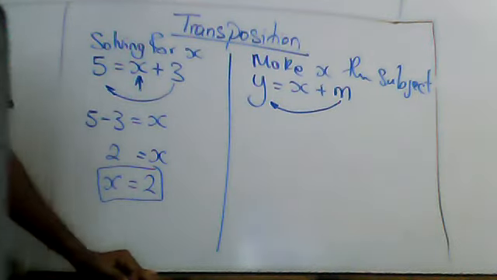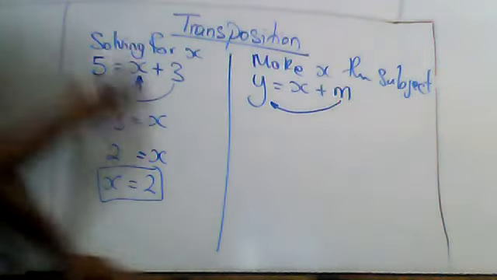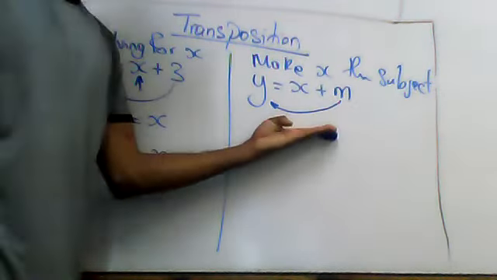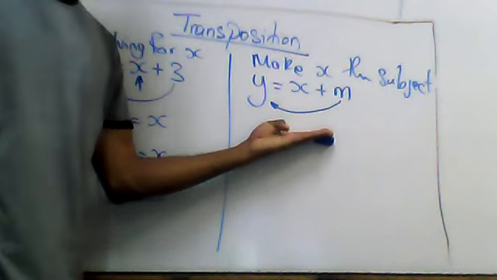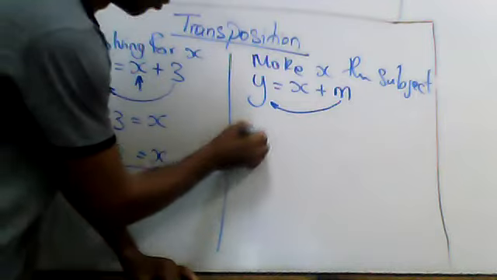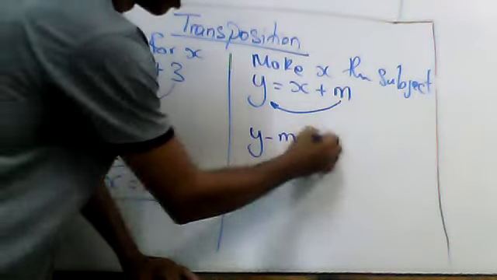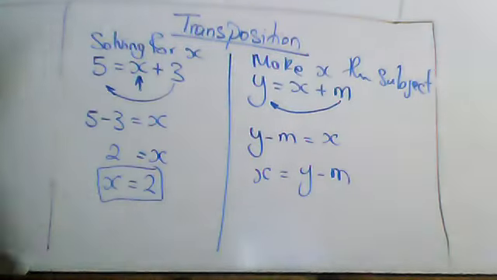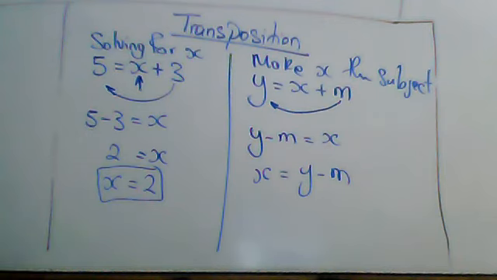Yeah, but it's the same procedure. Over here, solving the linear equation, we're collecting like terms. But over here, it's the same procedure, it's just that we would not call it collect like terms. So what we would have is y minus m equal to x. X is equal to y minus m. Understand what I'm saying? Everybody?